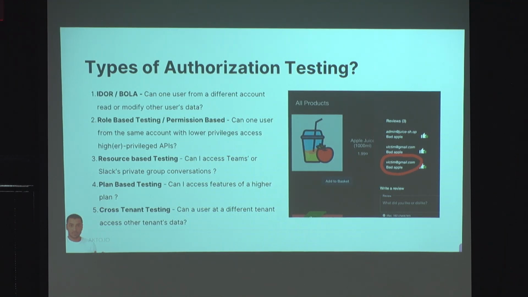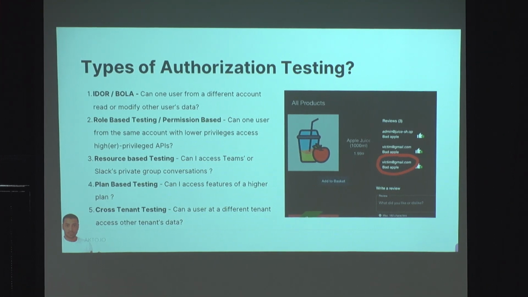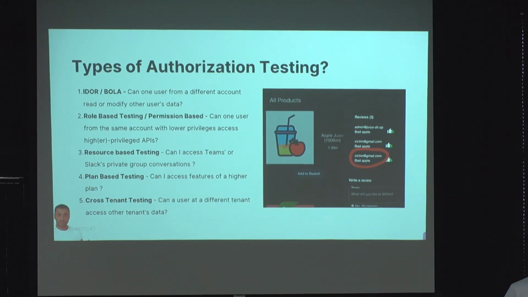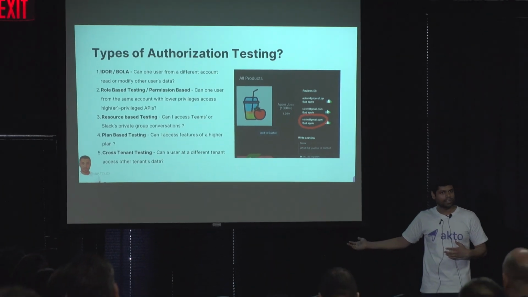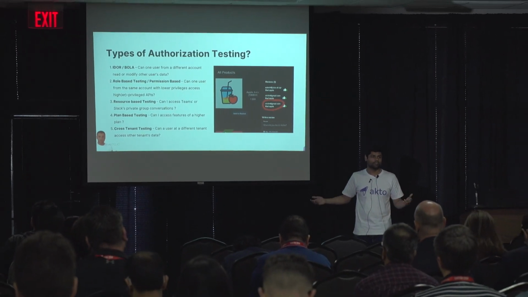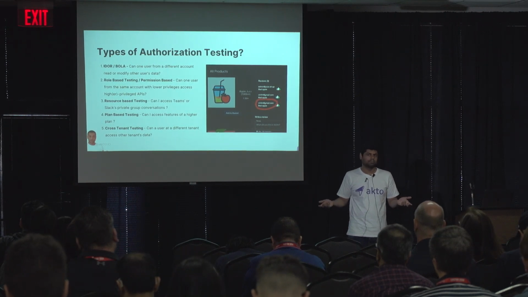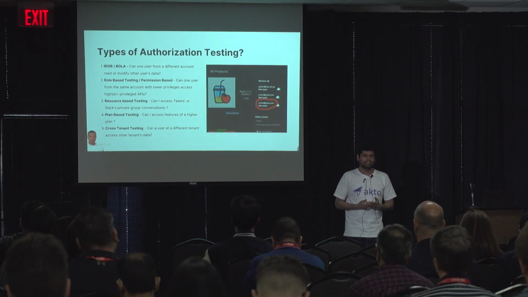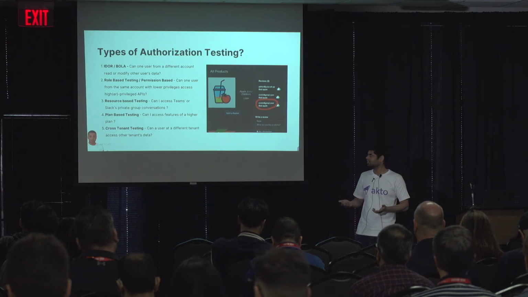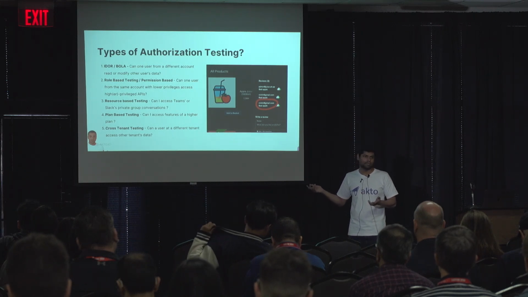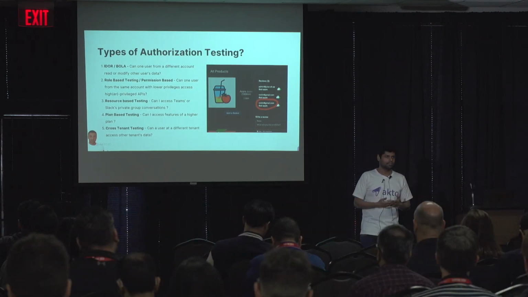So that's role-based testing. Resource-based testing is, for example, Jira or Slack. Jira has projects. As a manager, I'll create my own Jira project. No other manager can take a look at it. But hey, what if they can? If they just call the API, they can, right? It's not there in the user interface, but it's there. If they just call the API, they will just fetch all the data.